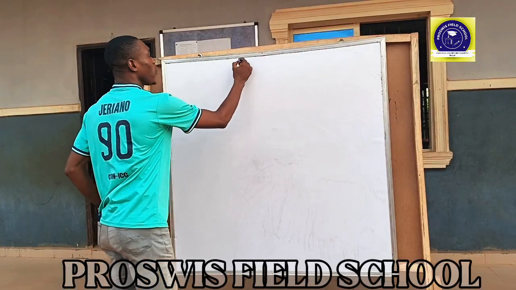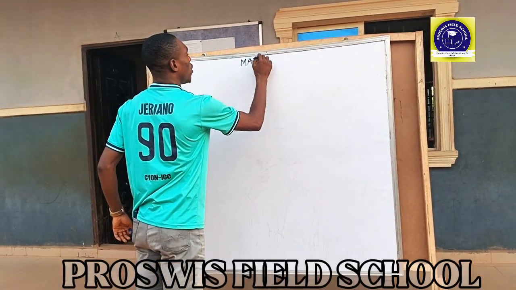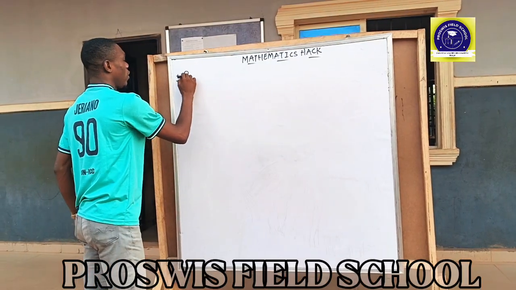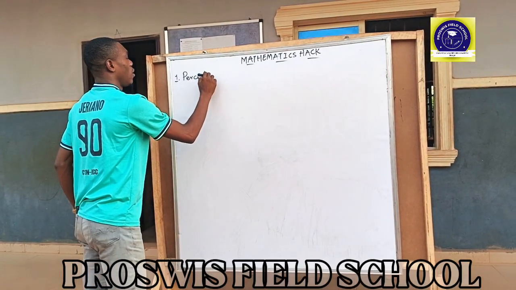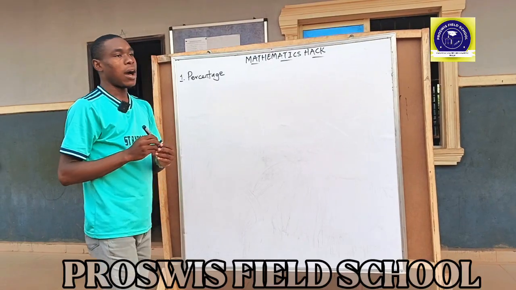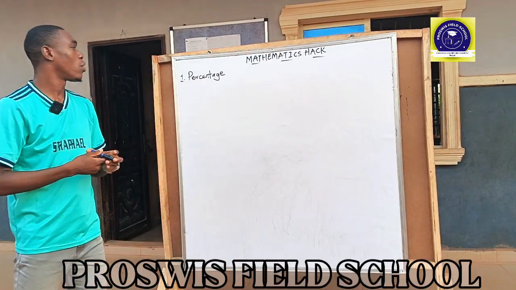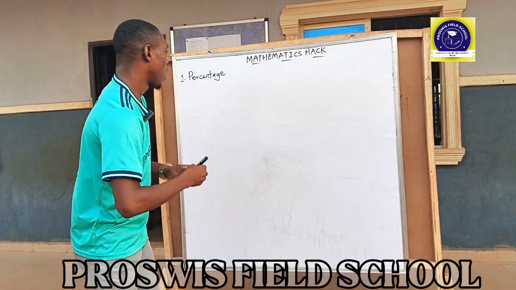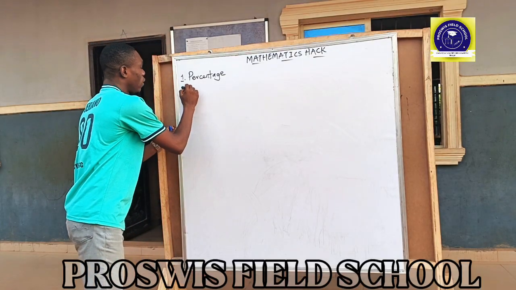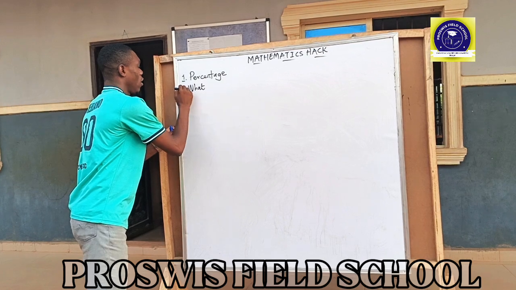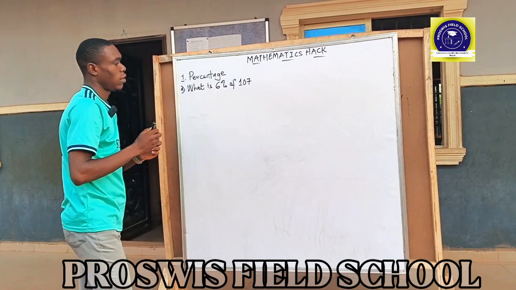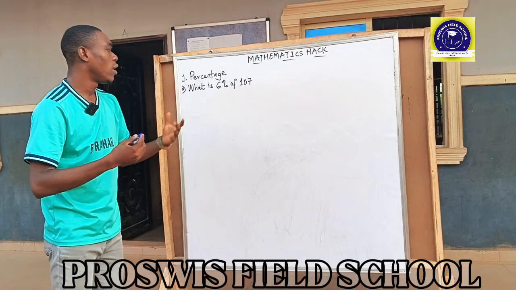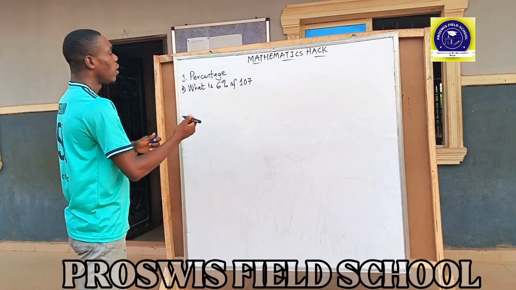Firstly, we want to do that of the percentage. How do we go about mathematical problems on percentage? You can be asked, what is 6% of 107? And then you'll be looking, where's my calculator? Let me quickly get my calculator. This is how to go about it.